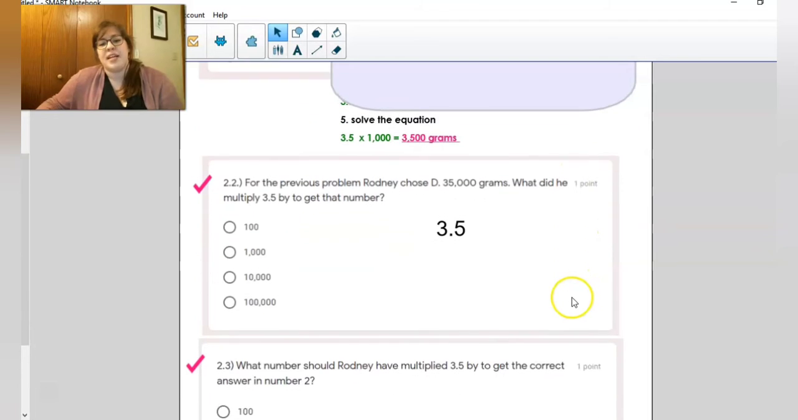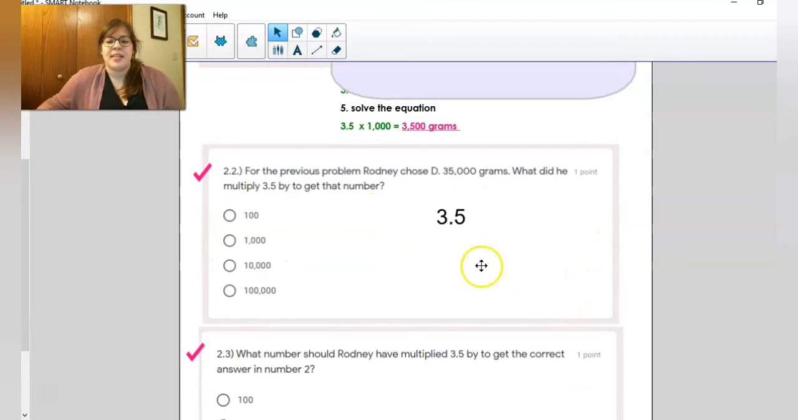Alright, so now for the next part of number 2, it says, in that previous problem, the same one we just solved, Rodney chose D, 35,000 grams. What did he multiply by to get to that number? So he started with the 3.5 kilograms just like we did. What did he multiply to get to 35,000 grams?